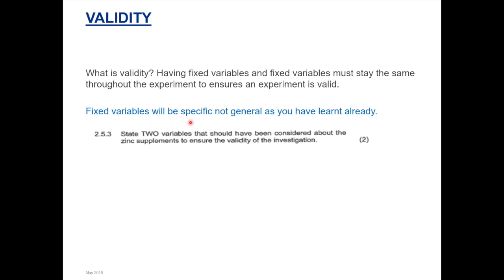Now, they might not ask you just fixed variables. They might ask you a specific type of fixed variable. Now, what do I mean? I've taken this example from one of the prelims. State 2 variables that should have been considered about the zinc supplements to ensure validity of the investigation. So you see, here they're not talking about the fixed variables only of the entire experiment. They're only asking fixed variables by relating to the zinc supplements only.